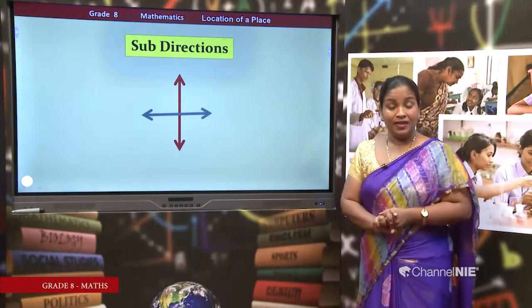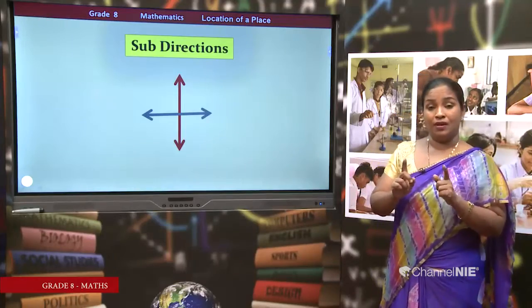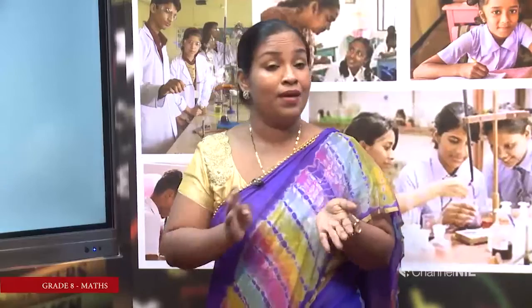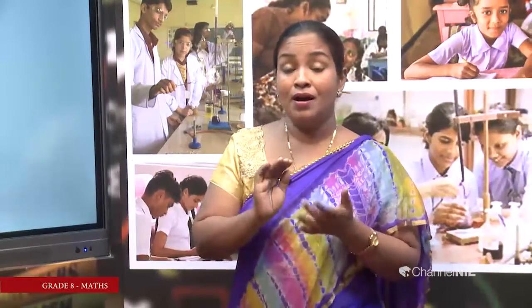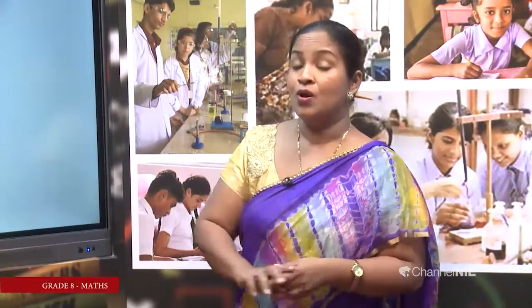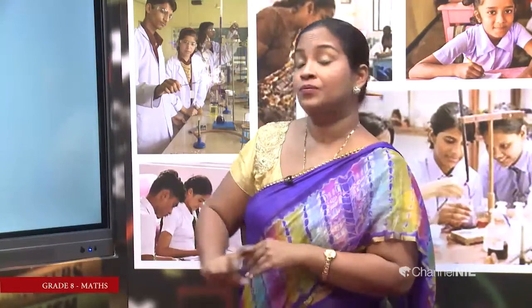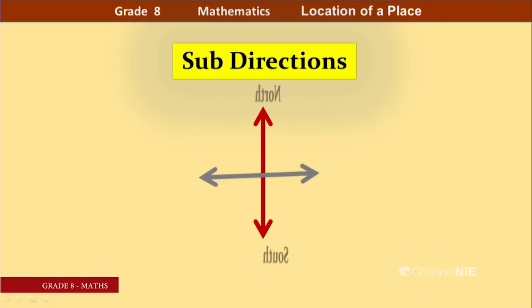When we talk about subdirections, I want to tell you something very, very important in this lesson. Even though we have main 4 directions, among those 4, we have to give priority to north and south. That's why I indicate those 2 with red arrowheads. It's very important. Even though we have 4 main directions, we give priority to north and south.